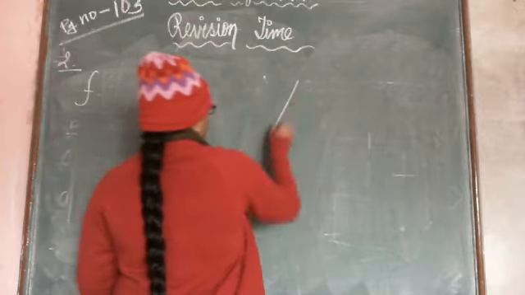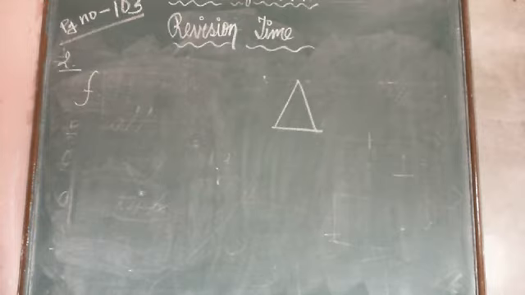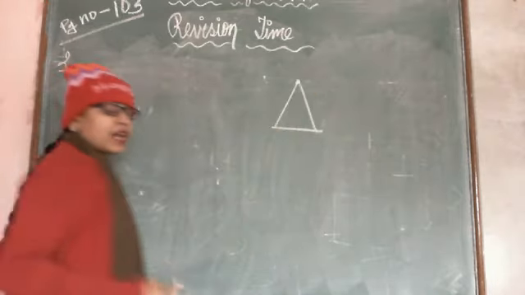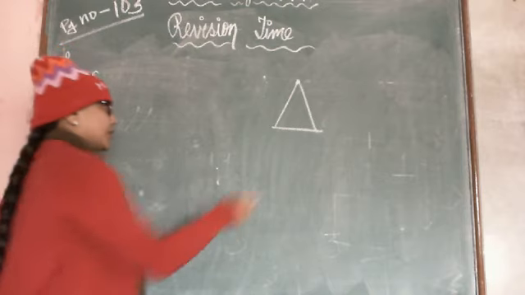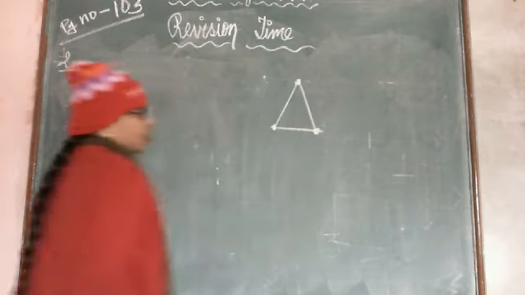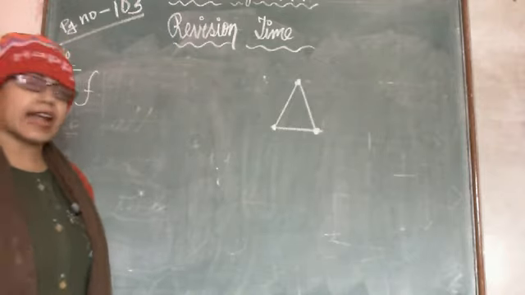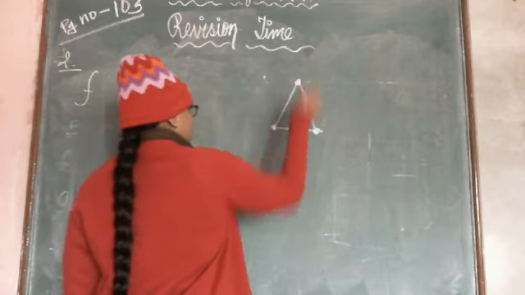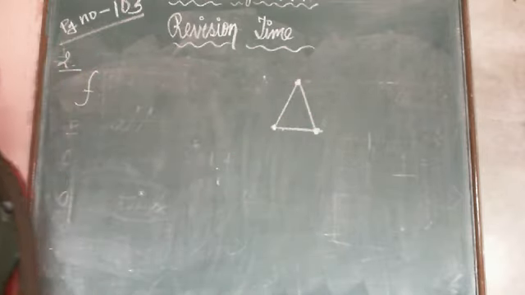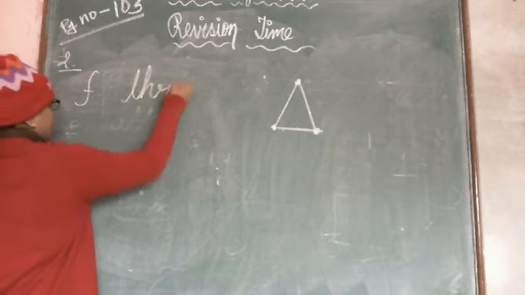Once again they are talking about a triangle. A triangle has dash vertices. So let's count the number of vertices in a triangle. We know that a vertex is a meeting point of two sides. So this is 1, 2 and 3. Meeting point of these two sides, meeting point of these two sides, meeting point of these two sides. There are 3 vertices in the triangle. So answer for F is 3.